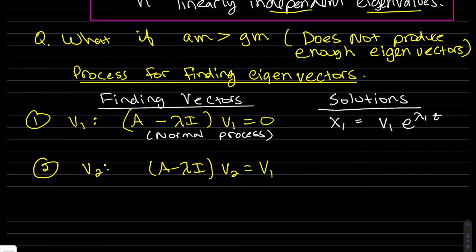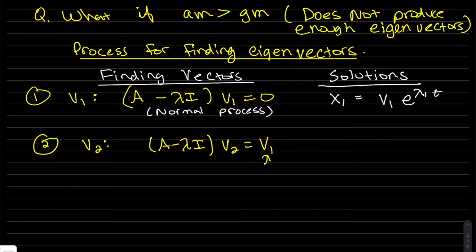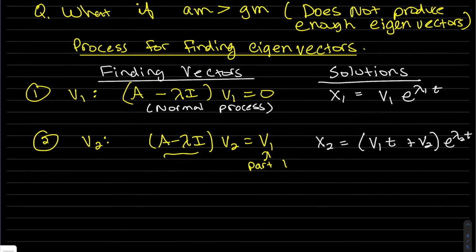we set up this equation. This was already found from part 1. And we can find this, and that'll be a matrix, and then we'll just have to solve for v2. And then once that happens, our second one, to make it independent, becomes v1 times t plus v2 e to the lambda 2t. It's actually lambda 1 because it's the same one.